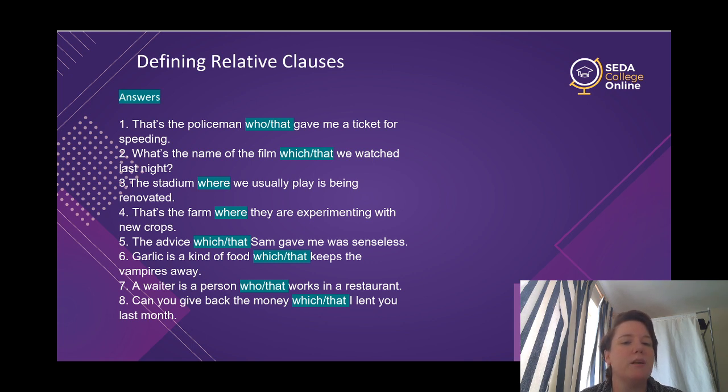What's the name of the film that we watched last night? So you can use which or that. Whichever one you wrote down, don't worry. They're both correct. Same with number 1. Who or that? They're both correct. Number 3. The stadium where we usually play is being renovated. So the stadium is a place. Okay, the stadium. You're talking about the place.